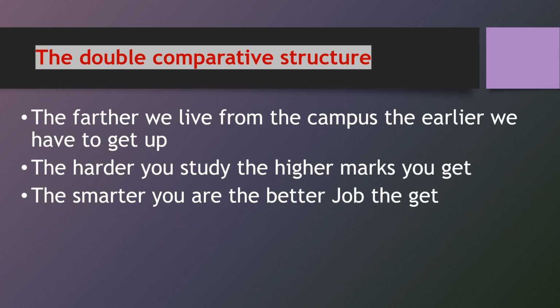Okay, now we are using the double comparative structure. In the double comparative structure, the further we live from the campus, the earlier we have to get up. In this structure, if you want to look at page 315 in your textbook, the double comparative structure is used when we want to express that the degree of one quality or characteristic depends on the degree of another.